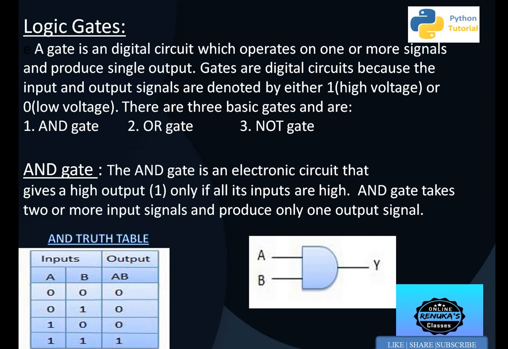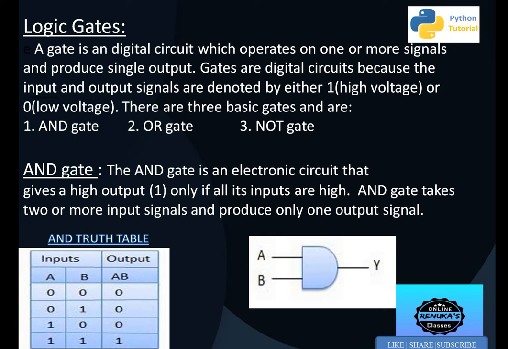Logical gates. Now what are logical gates? A gate is a digital circuit which operates on one or more signals and produces a single output. So basically all the chips or circuits are designed with the help of these gates. These gates help to produce the output, and the output depends on the input signal also. Three types of gates we are going to use: AND, OR, NOT.